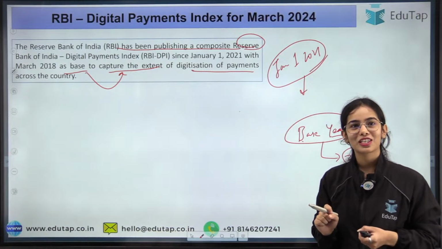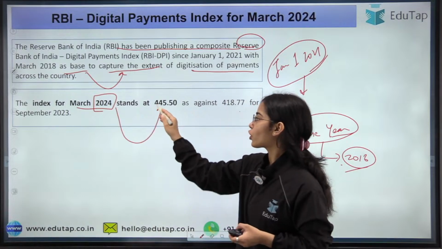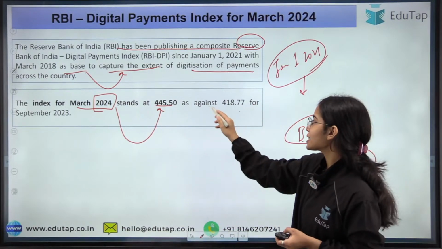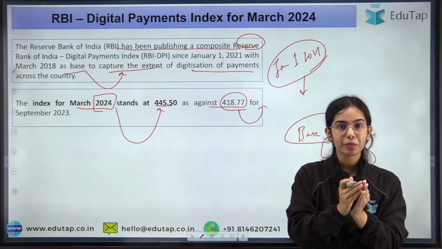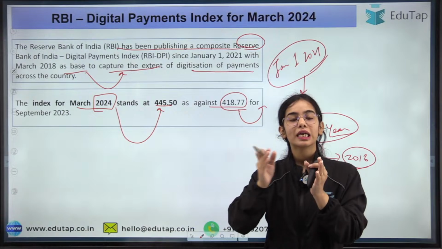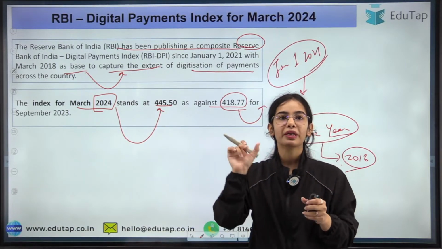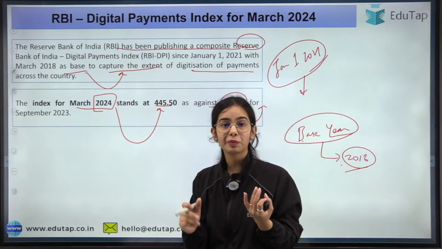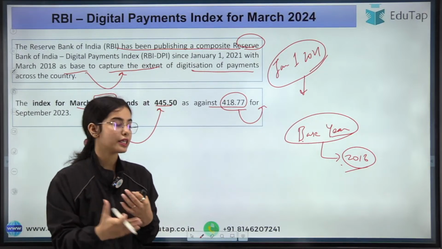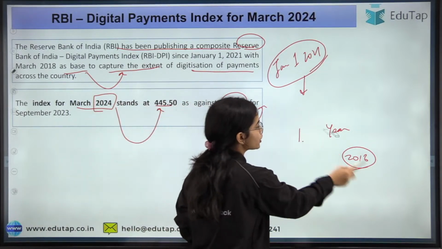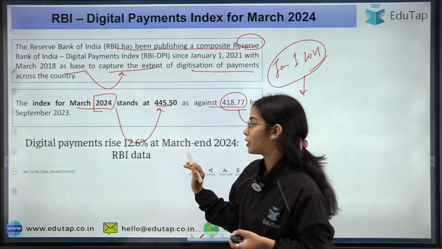Now the index for March 2024 stands at 445.50, as against 418.77 for September 2023. That is, from September 2023 to March 2024, there is an increase in the value of the index. That means our digitization has improved, more digital payments are being done in the country, and this shows the growth in digital payments.